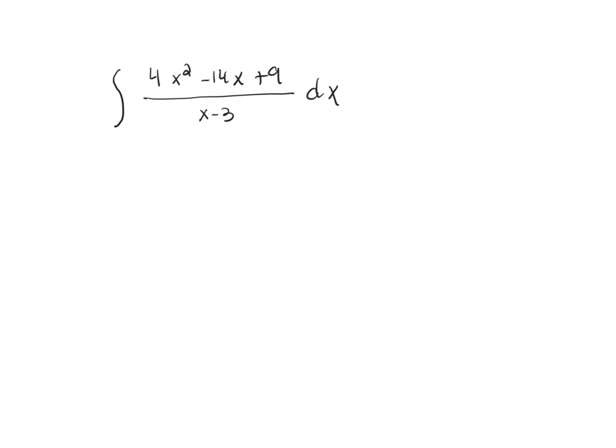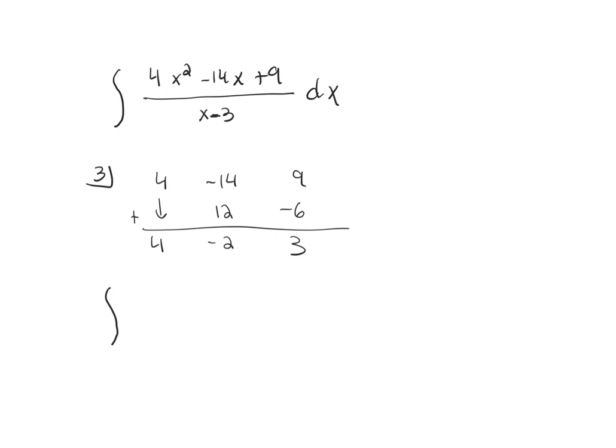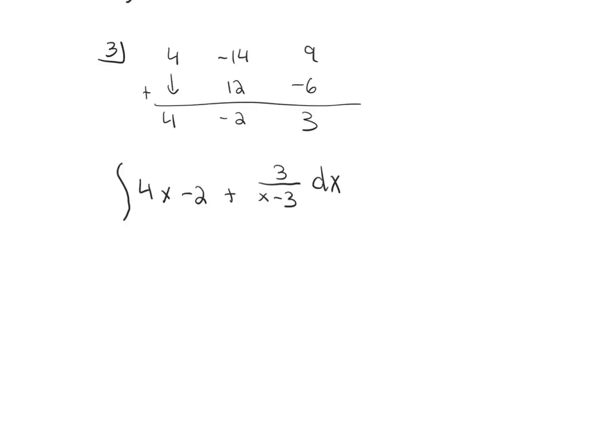So synthetic division, because I'm dividing by this x minus 3, I'll put a positive 3 here. Coefficients, bring down the 4. Multiply and add. Multiply and add. So after dividing this, I'm essentially just simplifying it down a little bit. It's now the integral of 4x minus 2 with a remainder of 3 over x minus 3. And now when it's in this form, we have the tools to integrate it.